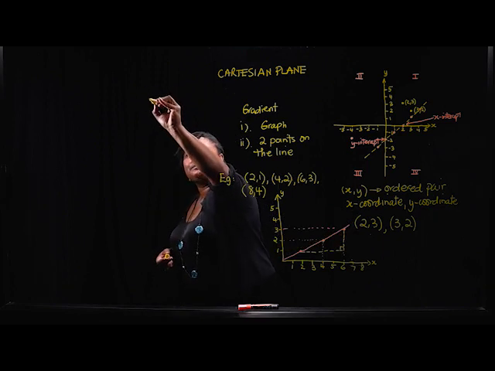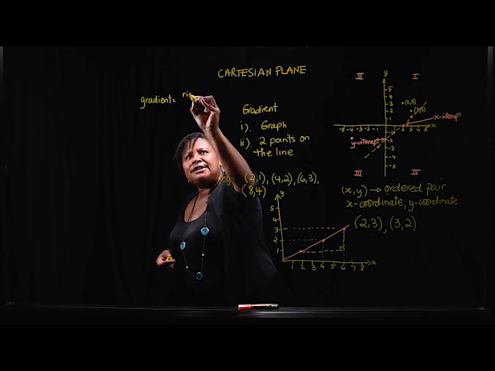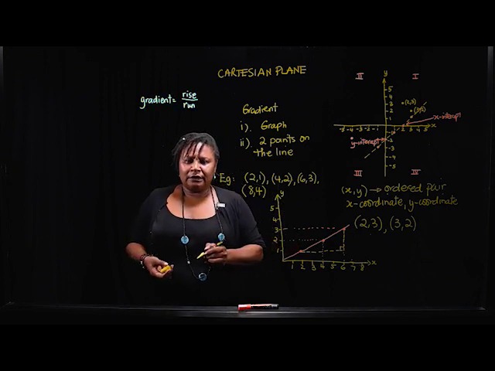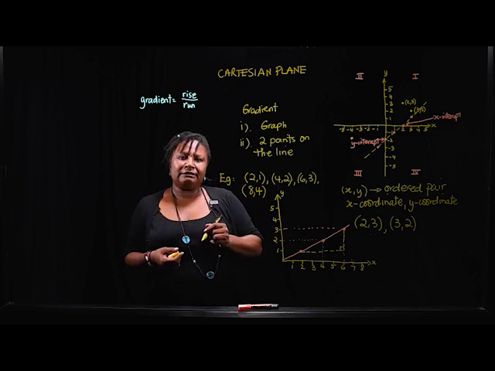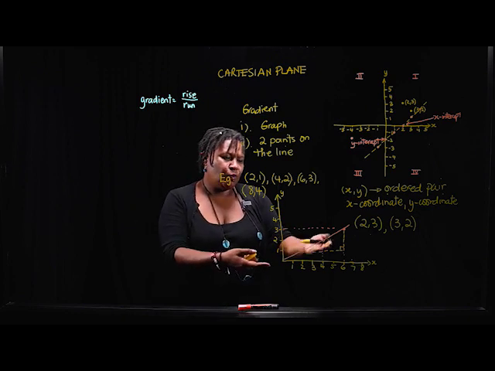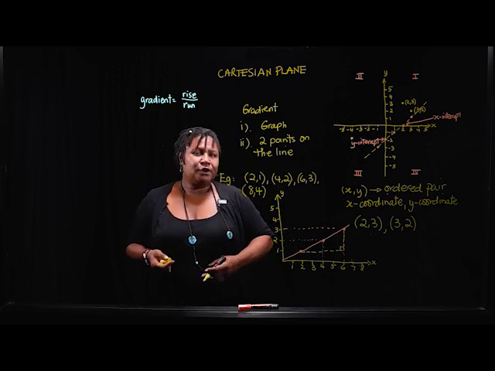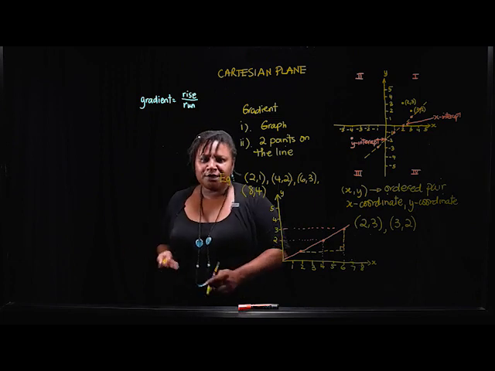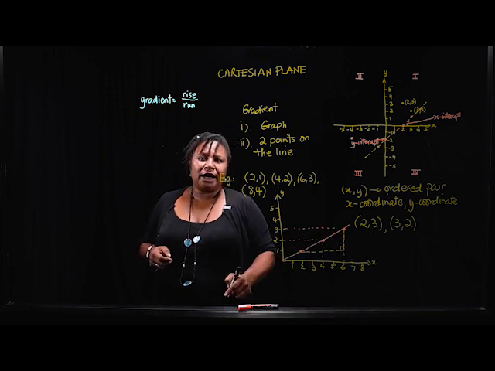So gradient, the gradient is equal to rise over run. Now, what is the gradient? The gradient is the measure of how steep the line is. It looks at how steep the line is. So we are trying to measure whether this line is very steep or it is less steep. So we use the formula rise over run, and we use the triangle that we have drawn on our graph.